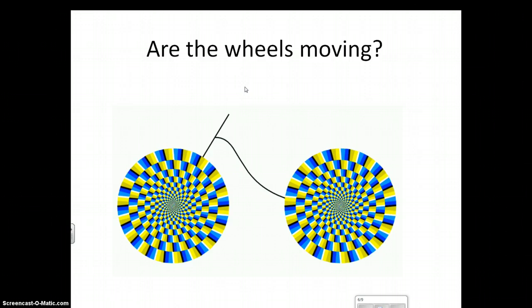I know when I look at it and I don't focus on anything, the wheels look like they're spinning. However, if I focus on one of the circles with all the colors, it seems to stop. But if I look away and just kind of get the whole picture, they seem to be spinning. But they're not. They're stationary pictures. Your mind is playing tricks on you, your eyes are playing tricks on you.